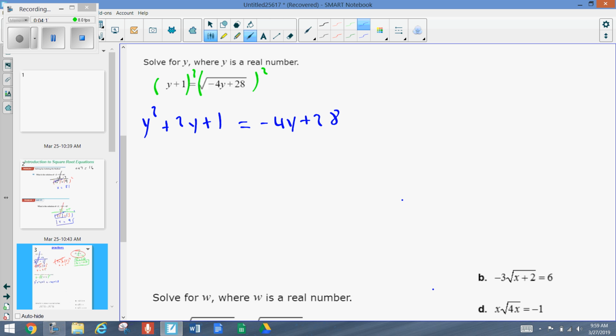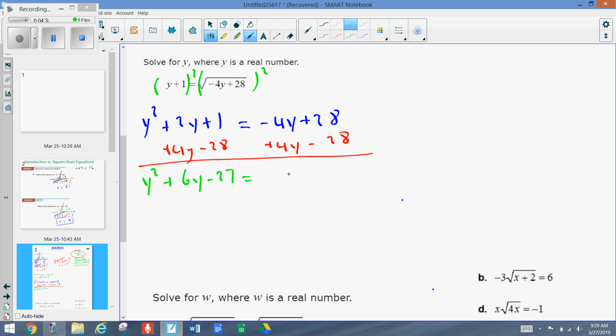So what makes this 0? Excellent. We're going to do that to both hand sides. Okay? So y squared, tell me, plus, yes, is equal to... 4y cancels out, 28 cancels out. That was the goal, making that equal 0. Now we're going to factor this.